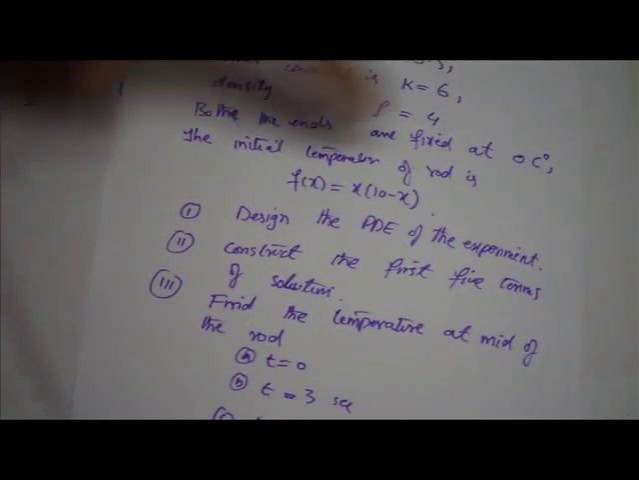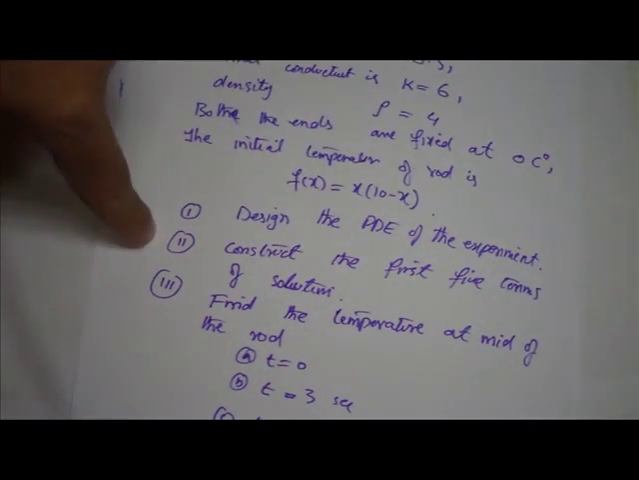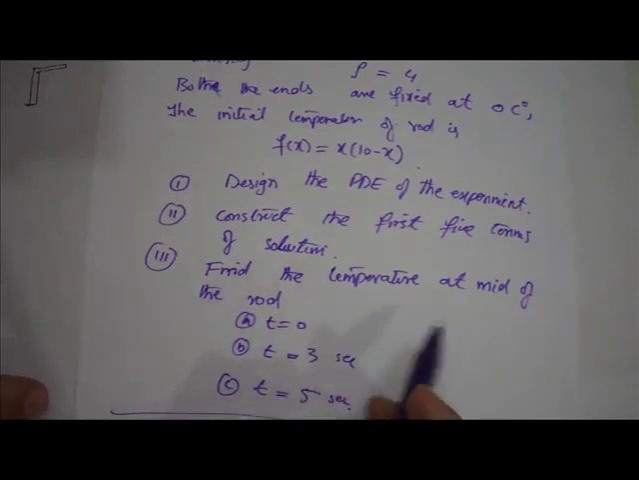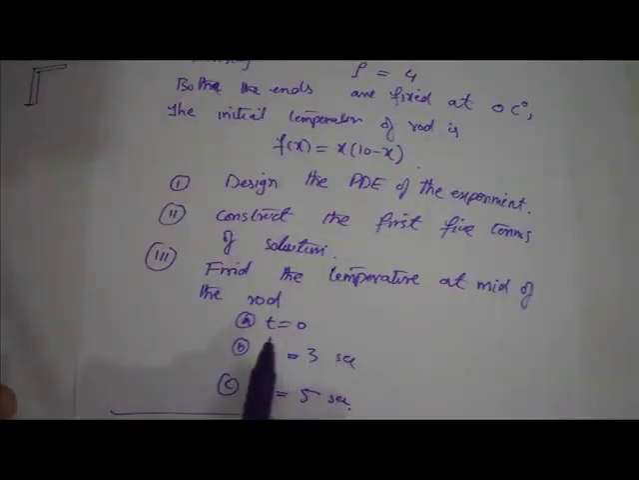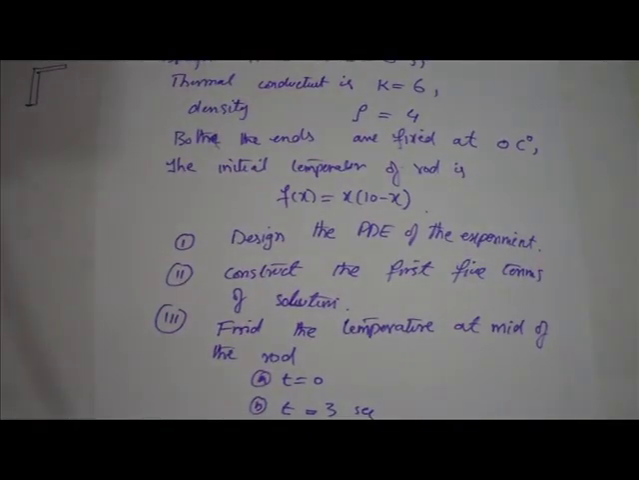So we will first design the PDE of this problem. We will construct the first 5 terms of the solution, and using that solution we will calculate the temperature at the midpoint of the rod at time t is equal to 0, then at time t is equal to 3, and then at time t is equal to 5. So let's start our calculation.